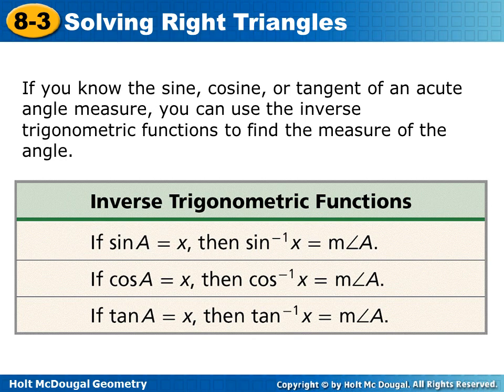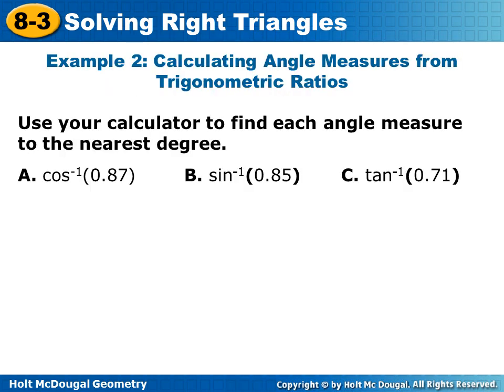The inverse trigonometric functions are as follows. If sine of the angle A equals x, then the inverse sine of x equals the measure of the angle. And the same is true for all of the functions. We can use our calculators to find the angle measures to the nearest degree, because oftentimes we won't be able to calculate them in our heads.